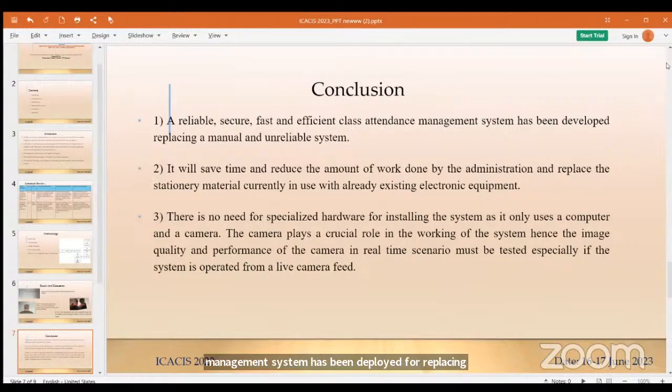Facial detection is influenced by the clarity of the image. Facial recognition is a category of biometric software that maps an individual's face features mathematically and stores the data as a face print. It has better security and it is very easy to integrate automated identification also. It is a fast, reliable and secure attendance monitoring system to replace the manual and unreliable system. It will save time and reduce the work.